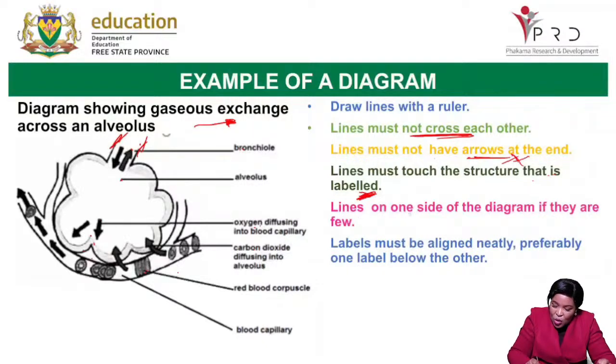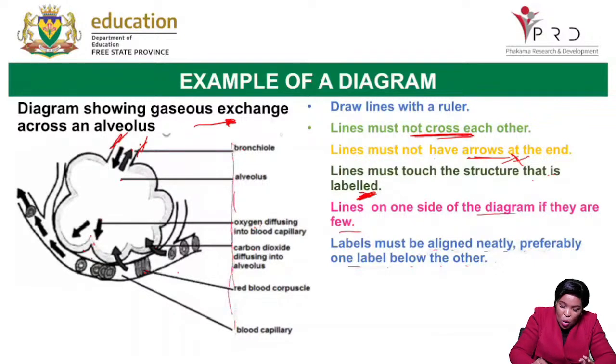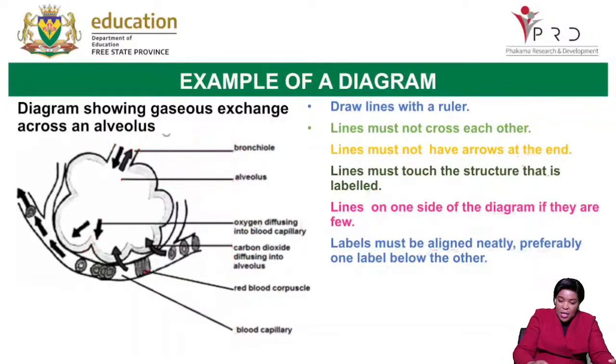Then the lines on one side of the diagram, they must be few. So you must have lines on one side of the diagram. Then label lines must be aligned neatly and preferably one label below the other. So they must be aligned and one below the other. Do you see how neat this diagram is? You are able to read the diagram. So when you draw your diagram, you must keep these principles in mind.